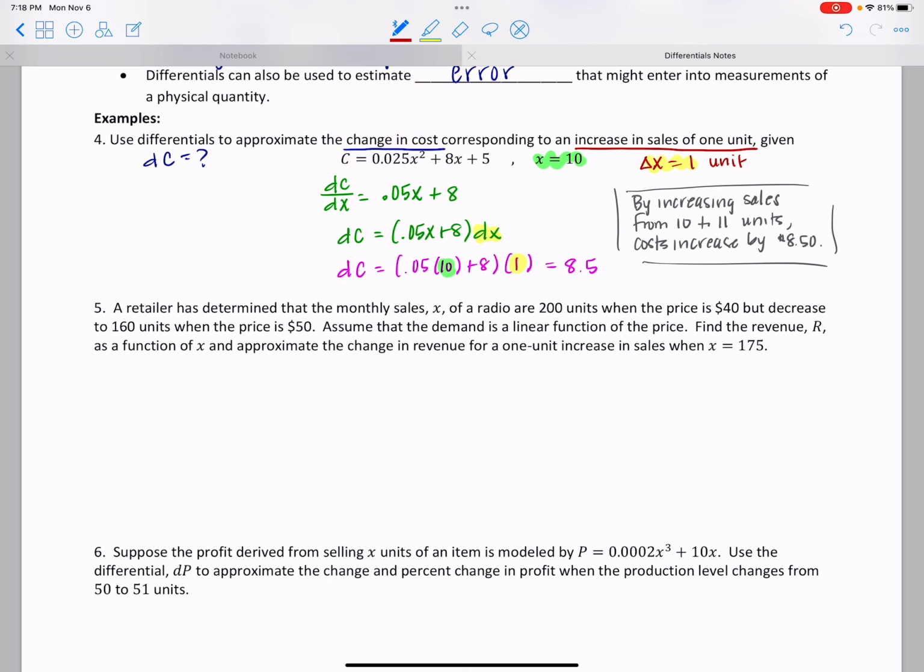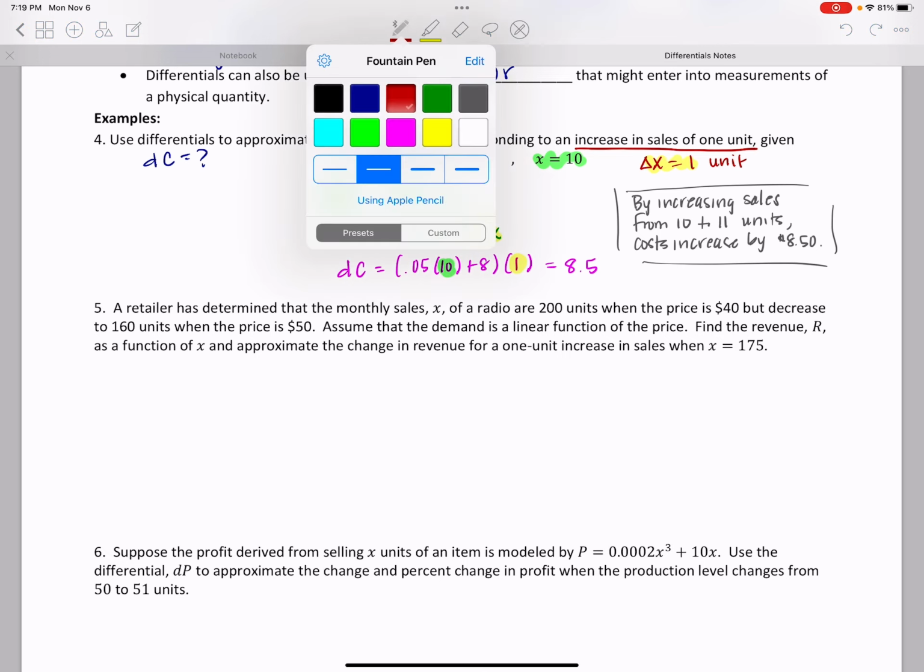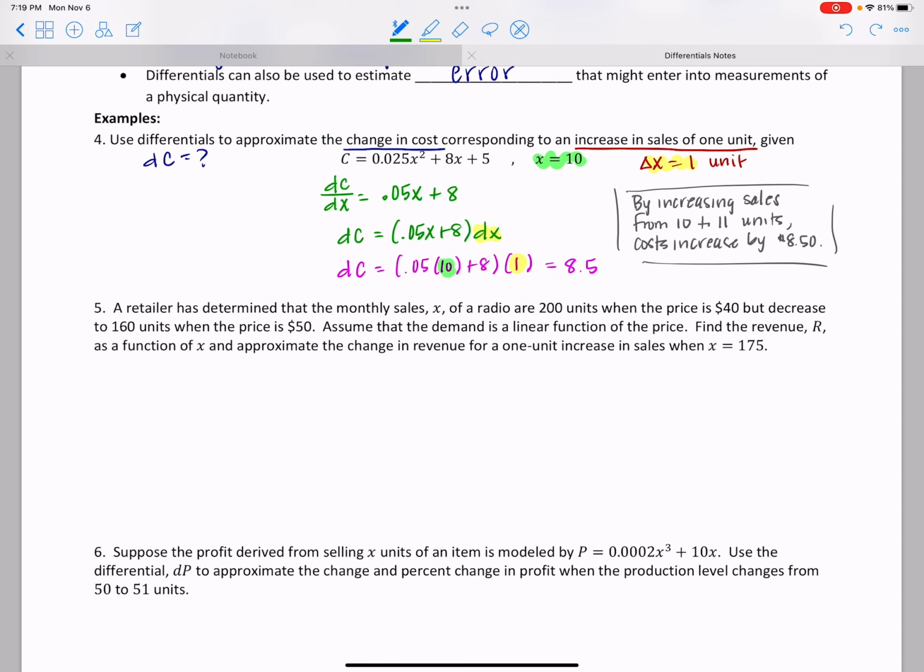If I can kind of rewind from the end here, we're trying to find the revenue. Remember, that's all of the money that you're bringing in. That's how much each item that you're selling or manufacturing costs times how many you are actually selling or manufacturing. So X times P is our equation for revenue. Well, we have X obviously, but we don't have P, and that's where the beginning information comes in. So up front here, this retailer has determined that 200 units are sold when the price is $40.